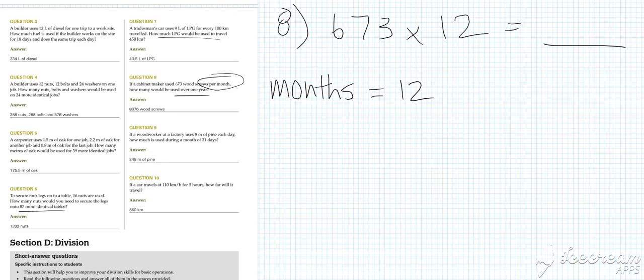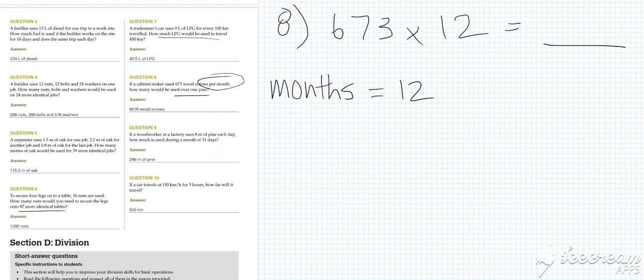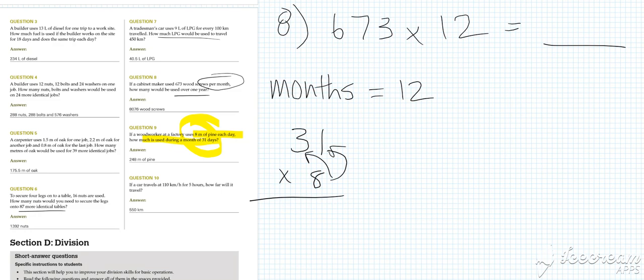Question 9 is asking us to consider if we have 31 days and we're using 8 meters of pine every day. So we're going to look at those two numbers multiplying together for question 9. I want you to have a go at that. Just remember with this one, you're going to put the 31 on the top and the 8 on the bottom, so that way you've only got that nice little short multiplying to do.